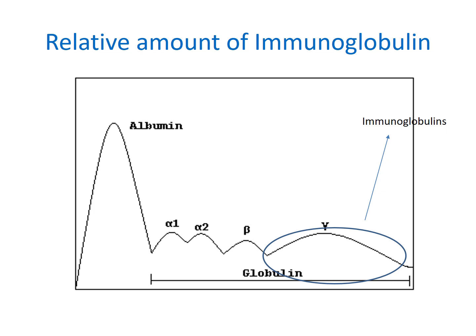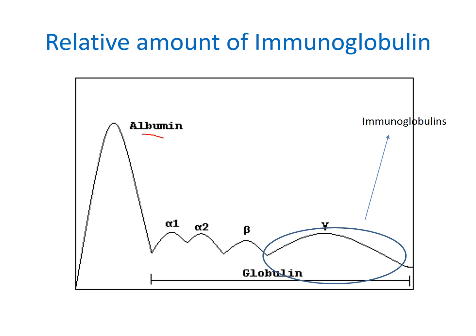The relative amount of immunoglobulin compared to the rest of the proteins in your body can be shown here. This is a protein electrophoresis, and it shows the different subunits of proteins present in a normal human serum. The largest subunit is albumin. I don't know if you've seen any of this in chemistry yet, but the largest subunit is albumin. And then we have further subunits: alpha 1, alpha 2, beta, and gamma.